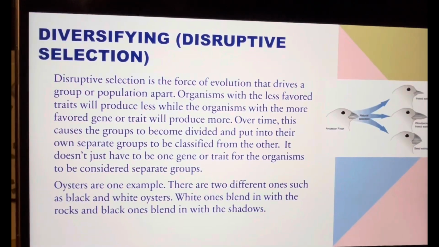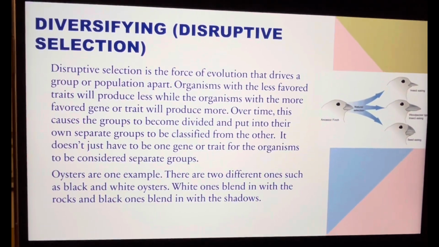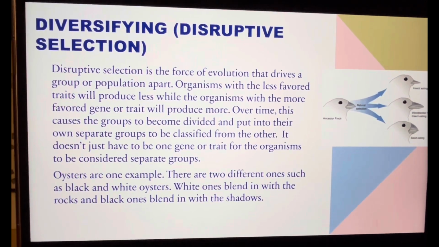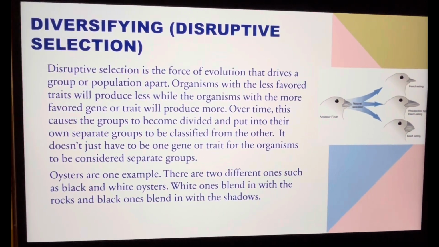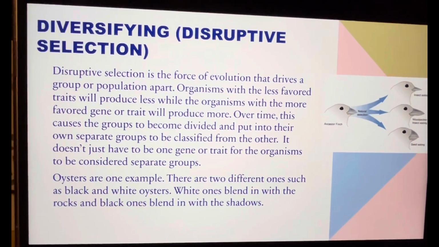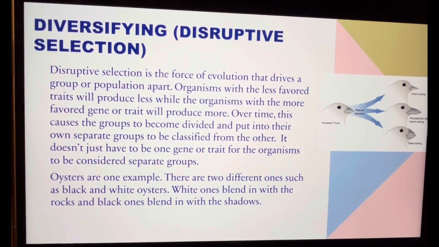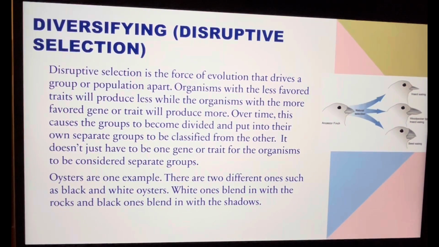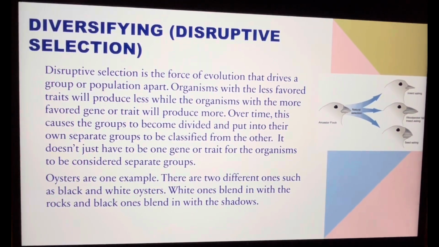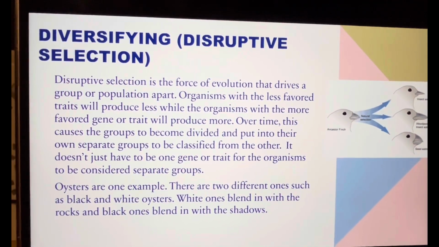So, diversifying or disruptive selection. Disruptive selection is a force of evolution that drives a group or population apart. Organisms with less favored traits will reproduce less, while organisms with more favored genes or traits will reproduce more. Over time, this causes a group to become divided and put into their own separate groups to be classified from the other. It doesn't just have to be one gene or trait from the organisms to be considered separate groups.